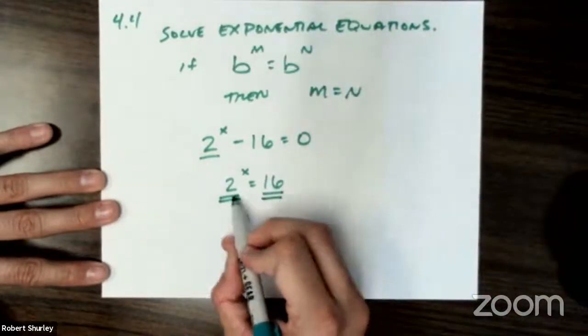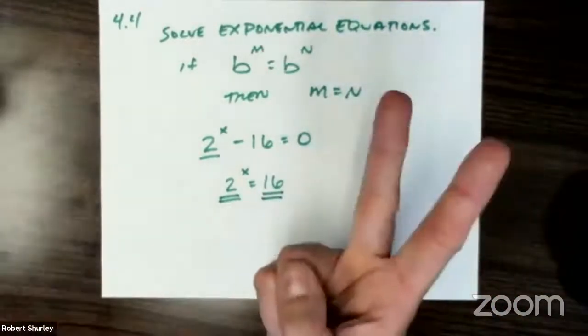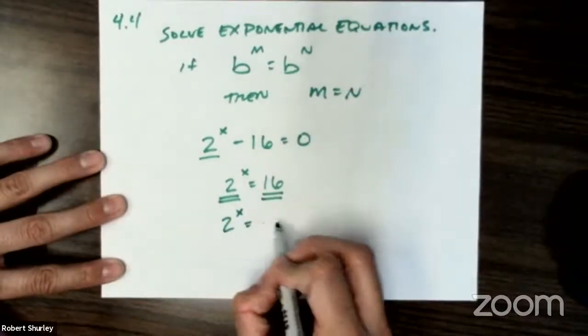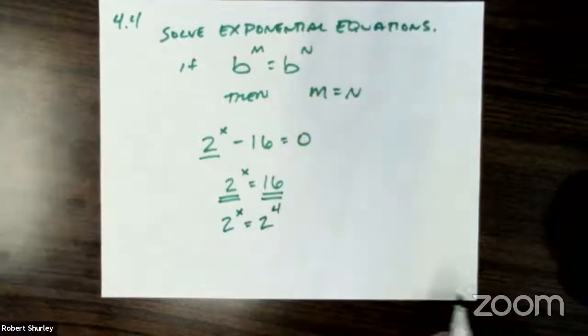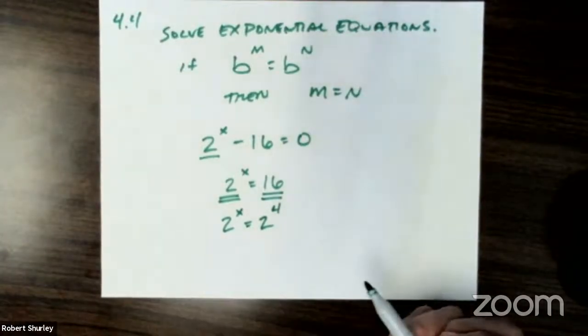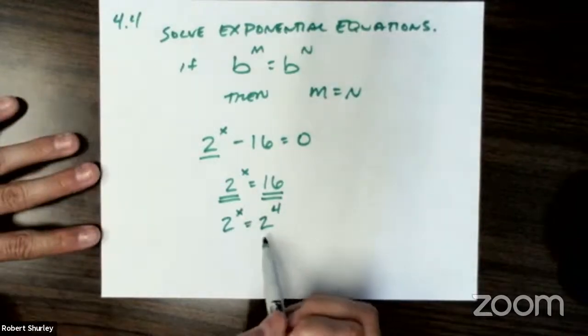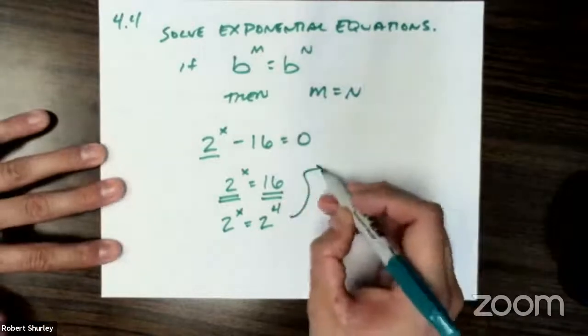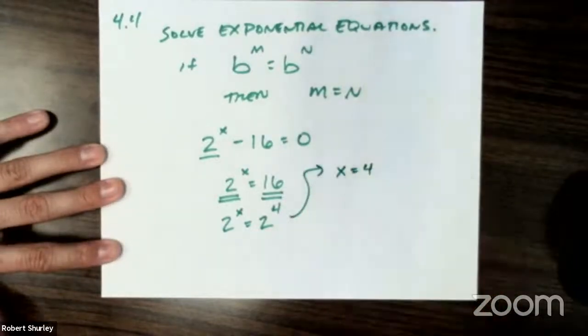Well, 16 can be written in a base 2. 2 times 2 is 4, times 2 is 8, times 2 is 16. So 16 is just 2 to the 4th power, okay? Now, once we have the same base, we can set the exponents equal to each other. Well, this just winds up being x equals 4.